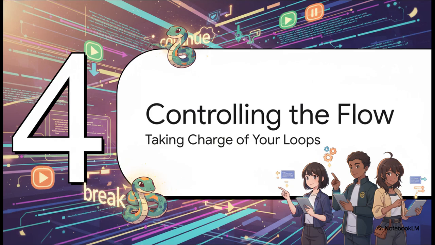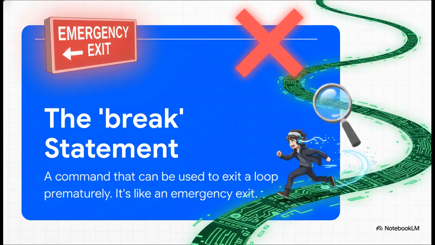But wait, there's more. Our control over these loops doesn't just stop at setting them up. Python actually gives us some really cool, precise ways to manage what's happening inside the loop while it's running. So, let me introduce you to the break statement. The easiest way to think about this is like an emergency exit for your loop. The moment your code hits the word break, it doesn't just finish the current lap. It's game over. It busts out of the entire loop right then and there.